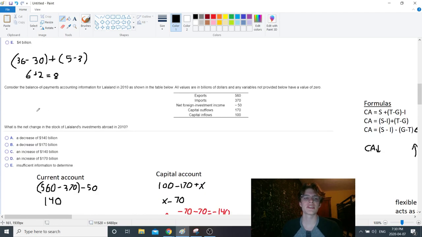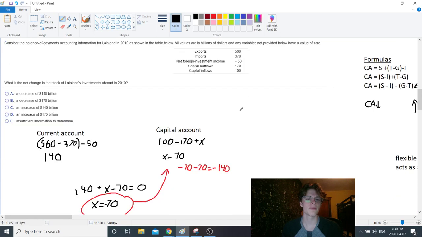This next one here, consider the balance of payments. Right, this one.